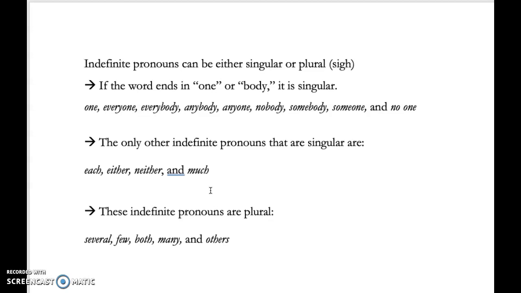And if you think about it, that makes sense. One is literally singular. It's one. And body is singular because otherwise it would be bodies, right? So that tells you everyone, everybody, anybody, anyone, nobody, somebody, someone, and no one are all singular. The only other indefinite pronouns that are singular are each, either, neither, and much.